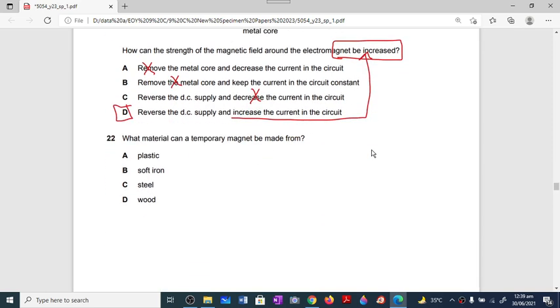Which material is used for the temporary magnet? A very simple and straightforward option, question number 22. Option B is the correct option.